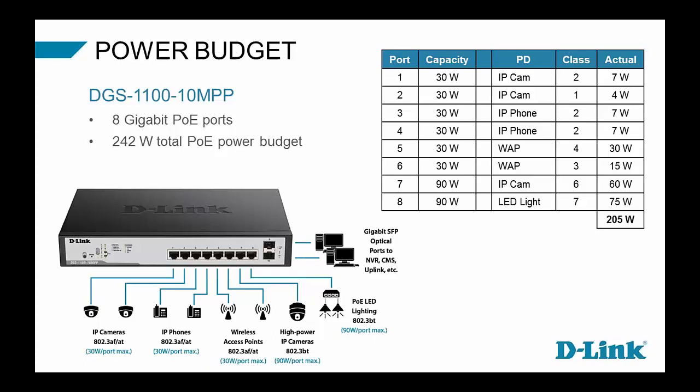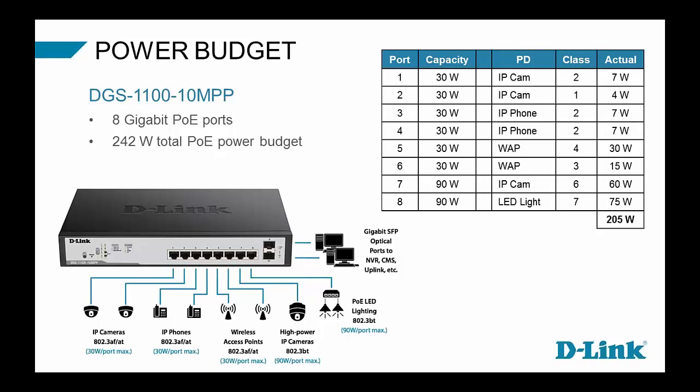And here I'm fictitiously connecting it: ports 1 and 2 are connected to IP cameras. One's a class 2, one's a class 1. Ports 3 and 4 are connected to IP phones, and they've declared themselves as class 2s. And you can see here next to the classification, the IP phones are class 2s, so the switch says, okay, I'm going to reserve 7 watts on each port for the class 2s. Port 5 is connected to a class 4 access point, so the switch says I'll save 30 watts for you. 15 watts on port 6.